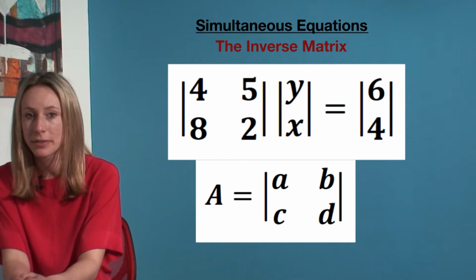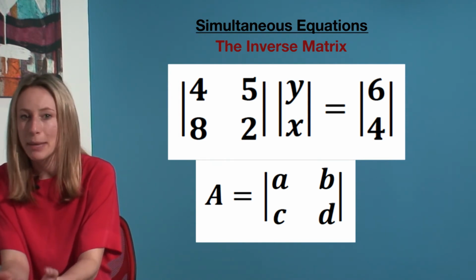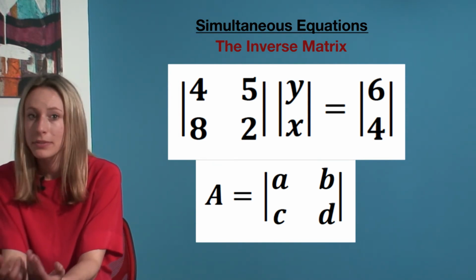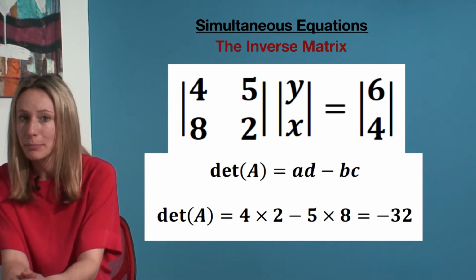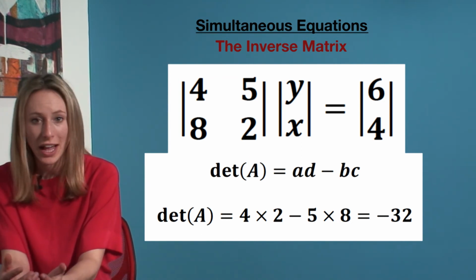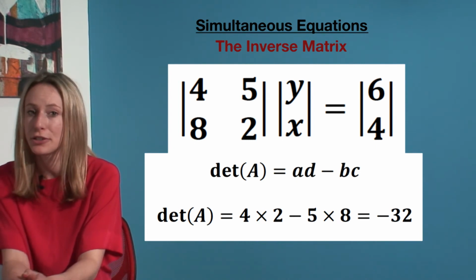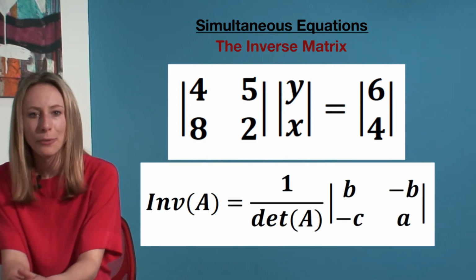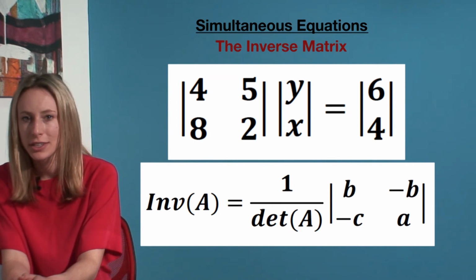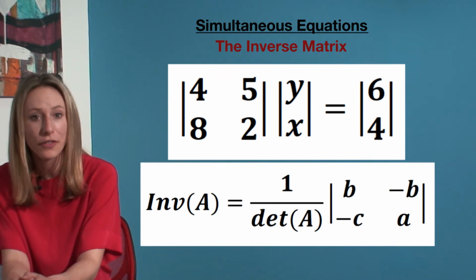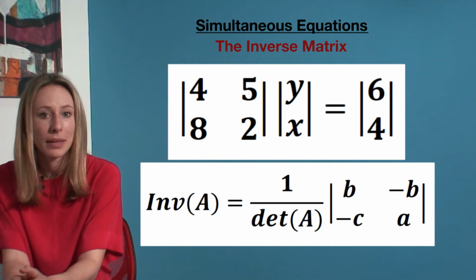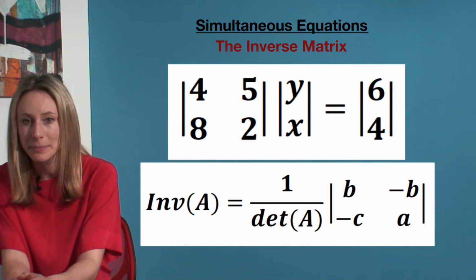First, we need the determinant. If A equals the matrix a, b, c, d, remember, the determinant of A equals ad minus bc, which for our matrix is 4 by 2 minus 5 by 8, which is negative 32. Now, we use the determinant to find the inverse, where the inverse of A equals 1 over the determinant, times the matrix d, negative b, negative c and a.